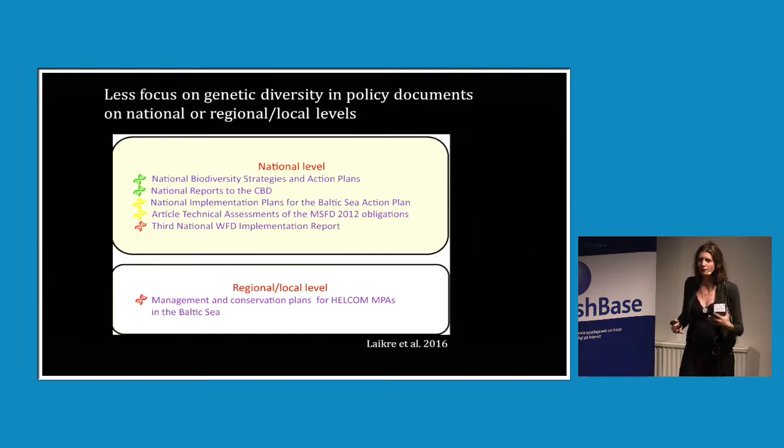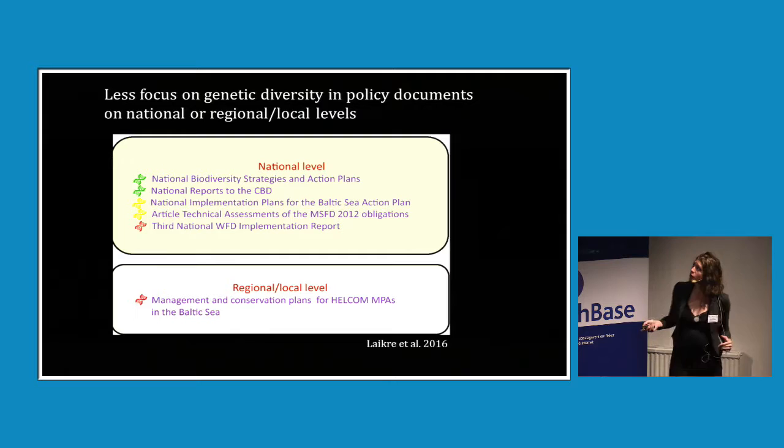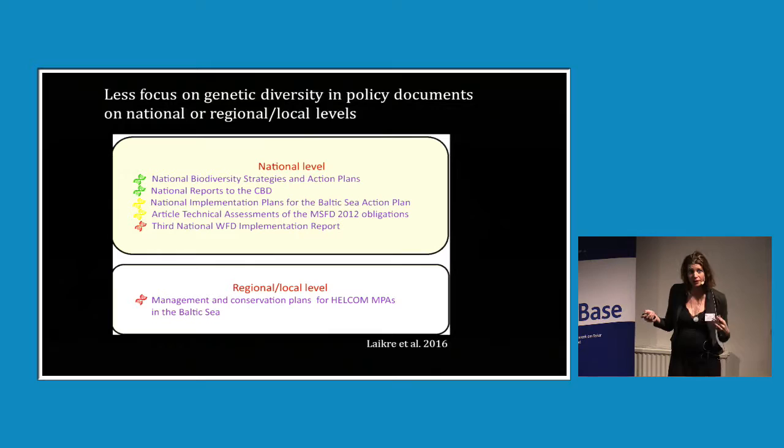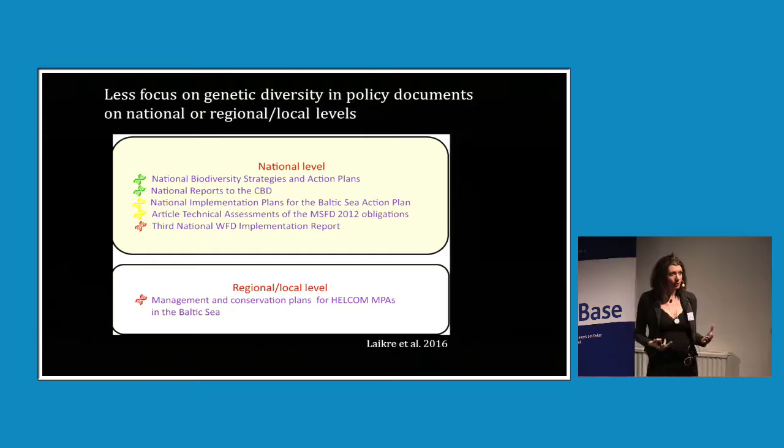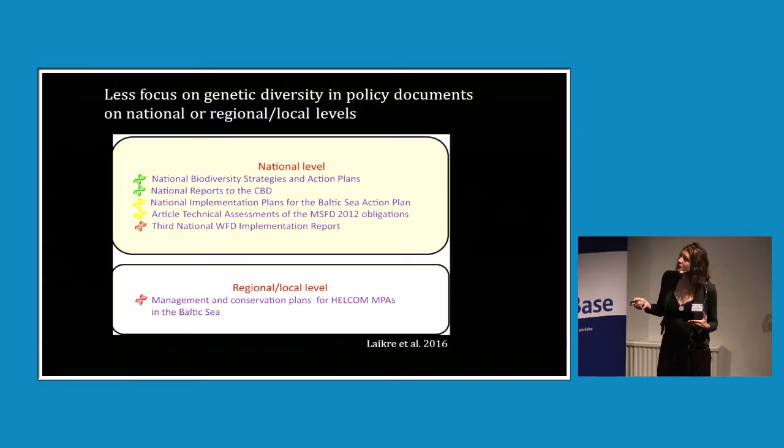If we go down to the more national level, there's still a variation among different policy documents. Some mention genetic diversity pretty strongly, some don't. But the problem is that if we go down to the very local level, in the management plans for marine protected areas, and this is where the actual management is taking place, then genetics is almost never mentioned at all.